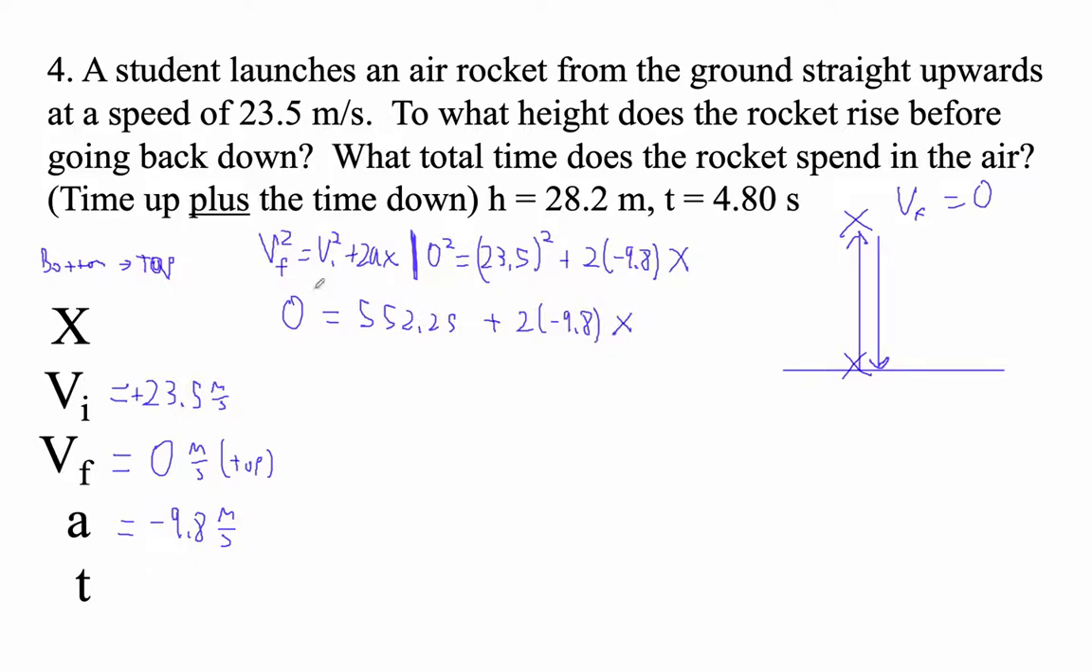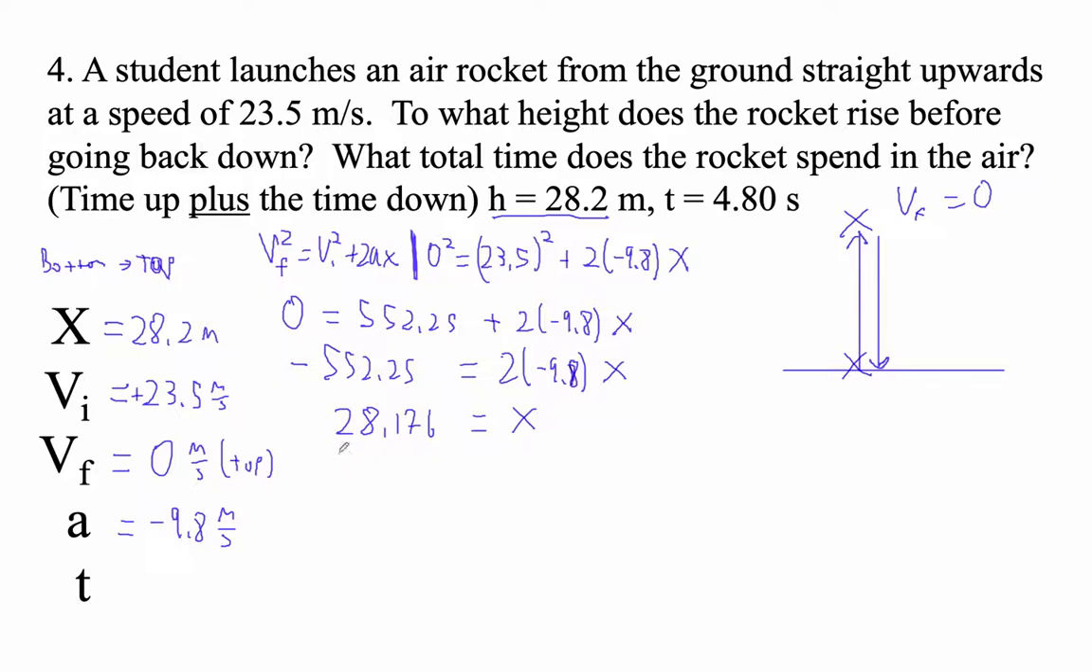And then, of course, what I'm going to do is put this on this side and make it negative. So negative 552.25 equals 2 times negative 9.8 times x. And now I just take that number: negative 552.25 divided by 2, divided by negative 9.8, and that's going to be x, and x is 28.176. Notice it ends up being positive because of the two negatives. So the displacement from here to here is positive 28.176, 28.2 meters roughly. Ta-da, we got our first answer.